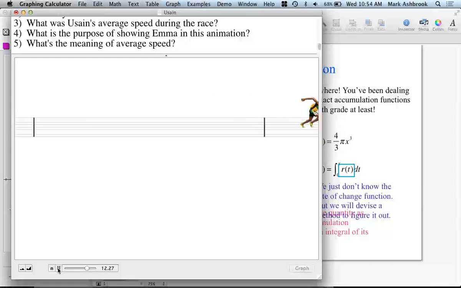Okay, so what does Emma have to do with that? Emma is the average speed. Emma's going the average speed of Usain, right? She's going the constant rate to get the same distance in the same time as Usain. So she's running his average speed, because average speed is what? The constant speed to go the same distance in the same time.